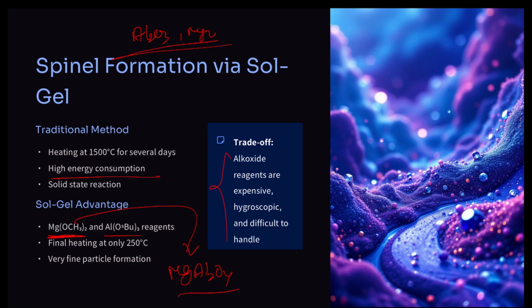We are going to use magnesium methoxide and aluminum butoxide reactants, and we're going to mix them together in a particular solvent. Then we are going to heat it. Once the solution has been converted to a gel, we're going to evaporate that gel and process it for purification and other steps. And at the end, we are going to get fine particles.